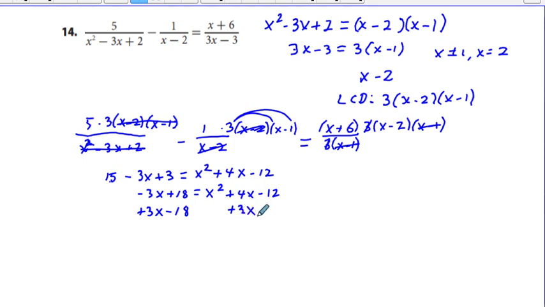Plus 5x minus 18. So we have 0 is equal to x squared plus 7x, and we have minus 30.